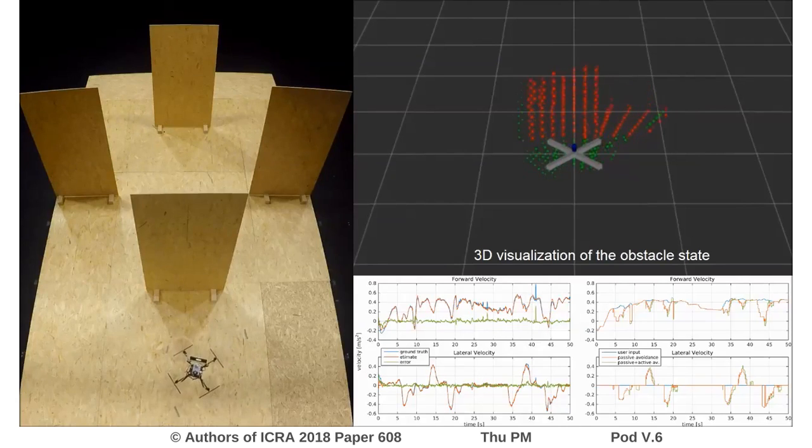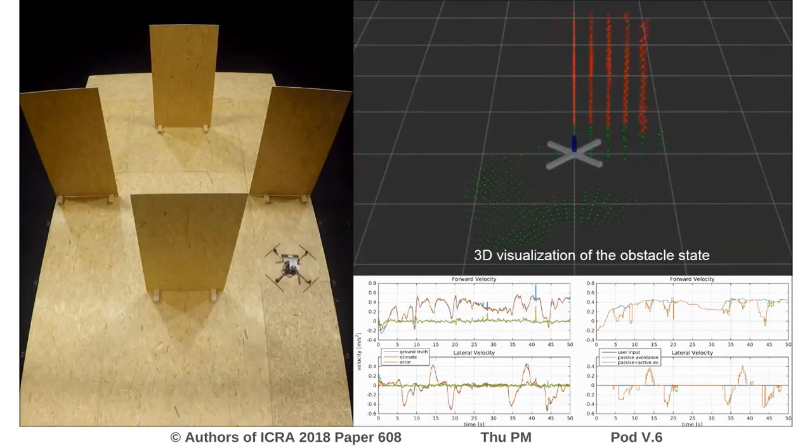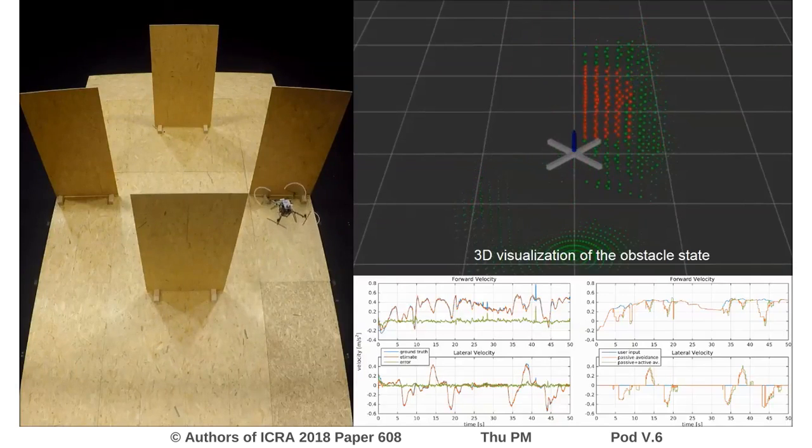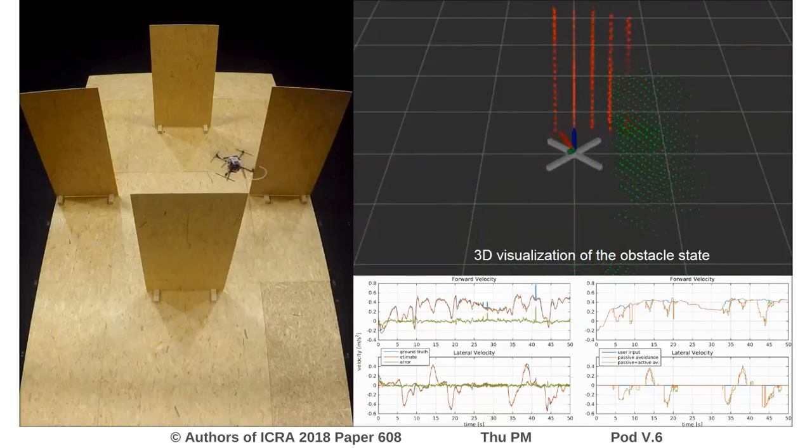The experiment shown here is a zigzag flight between four walls. The visualization on the top right shows the obstacle state. It is created using a bin occupancy filter in a local cylindrical frame with fixed size, using measurements from the depth sensor, and updated based on an estimate of the robot's motion. This is a probabilistic representation where red points represent cells currently in the field of view of the sensor, and green cells represent previously visible cells whose position is now being estimated.